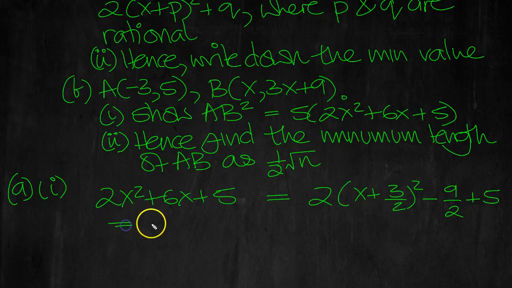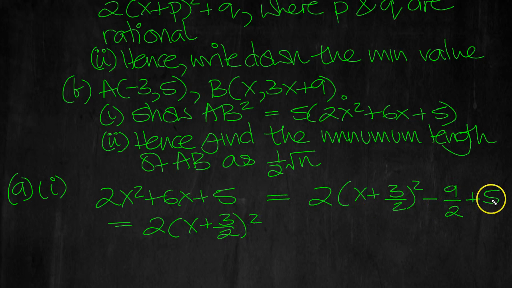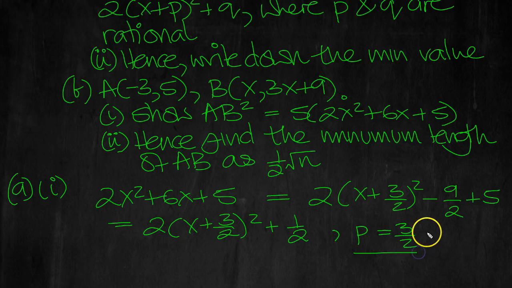So that's equal to 2 times x plus 3 over 2 squared. Now this is 10 over 2. Take away 9 over 2 is plus 1 over 2, isn't it? Equals that. So we've done that where P or Q are rationals. So here P will equal 3 over 2. And then the Q is equal to a half.